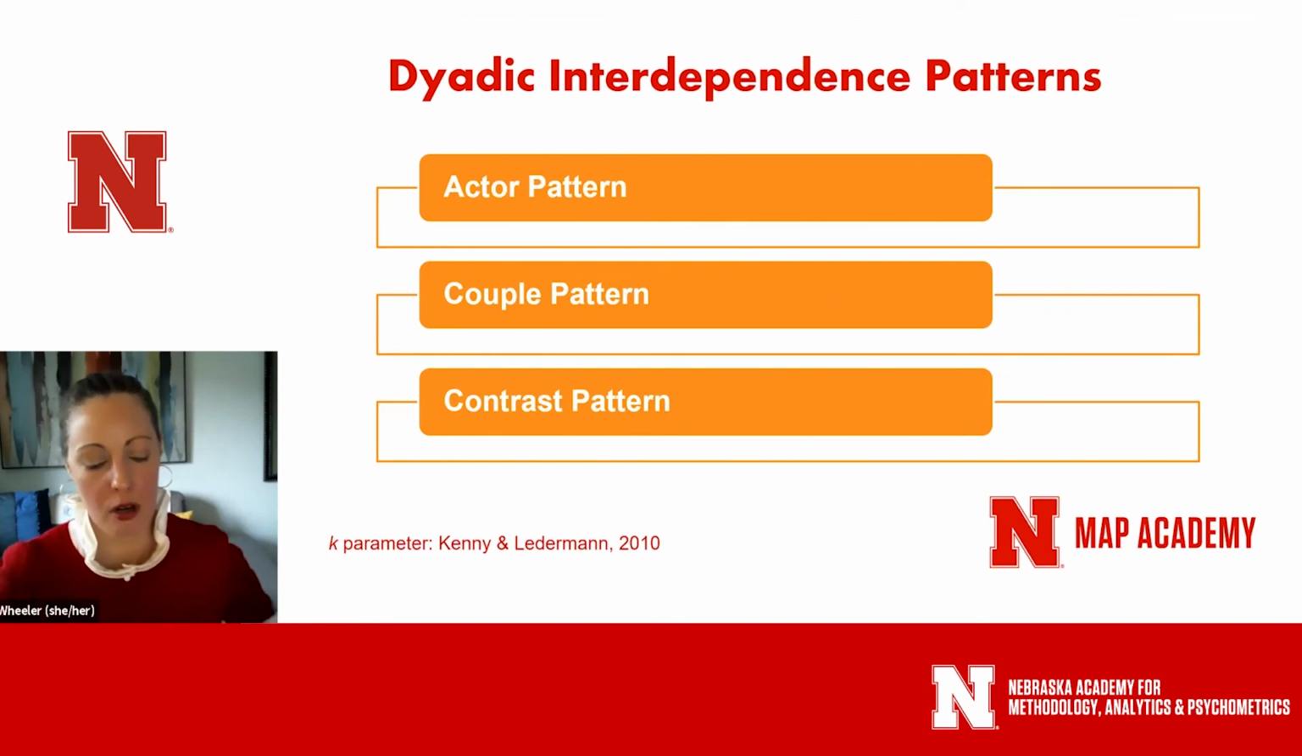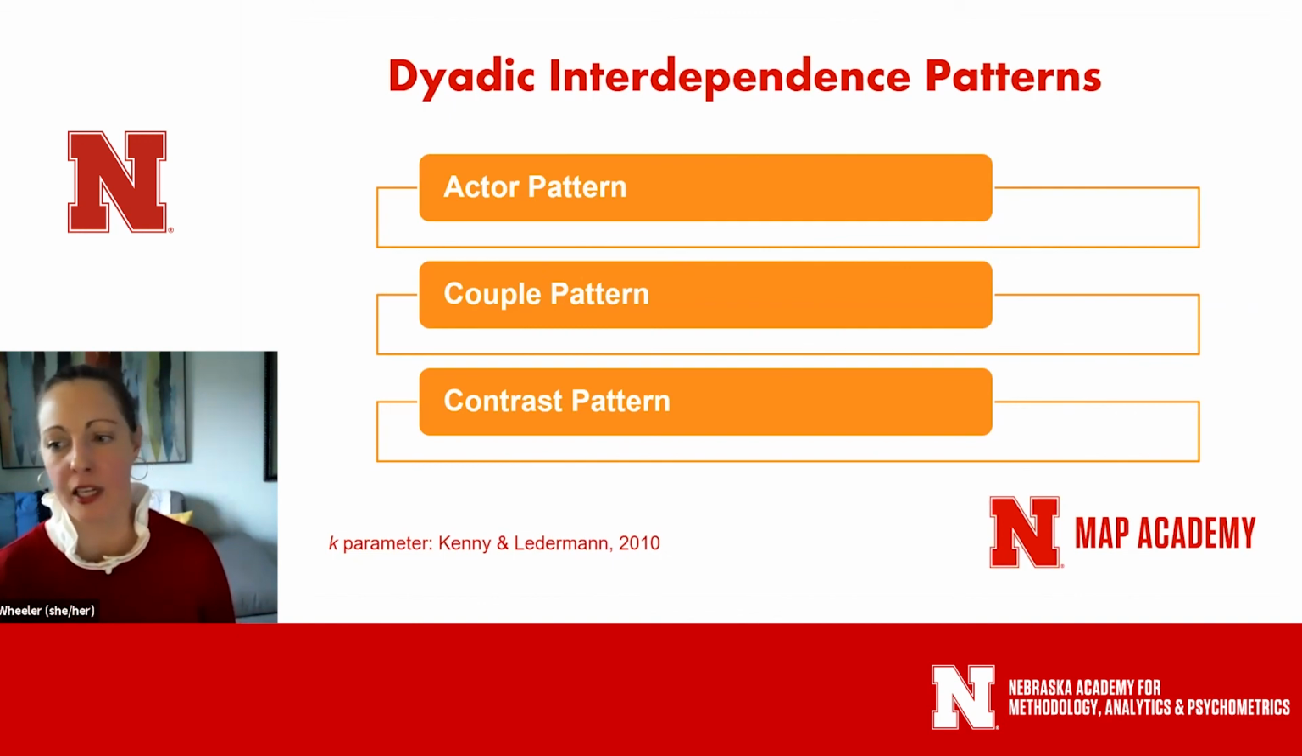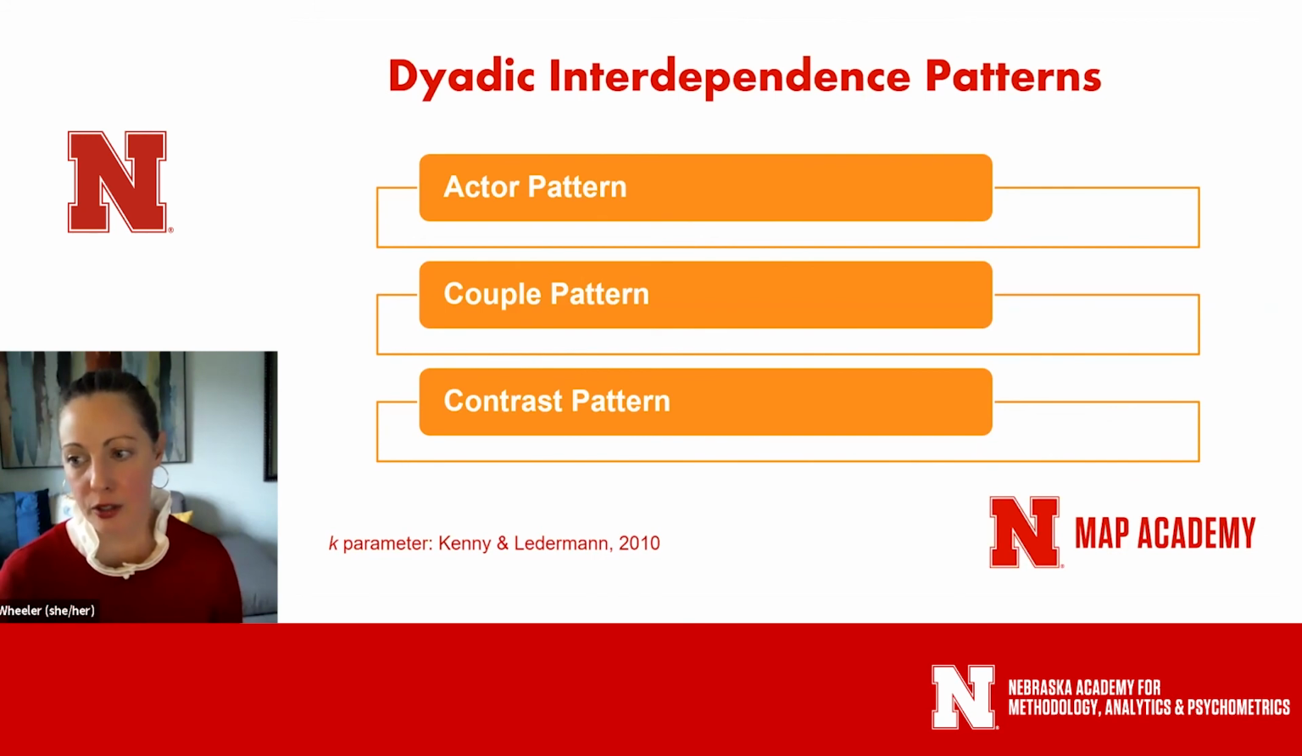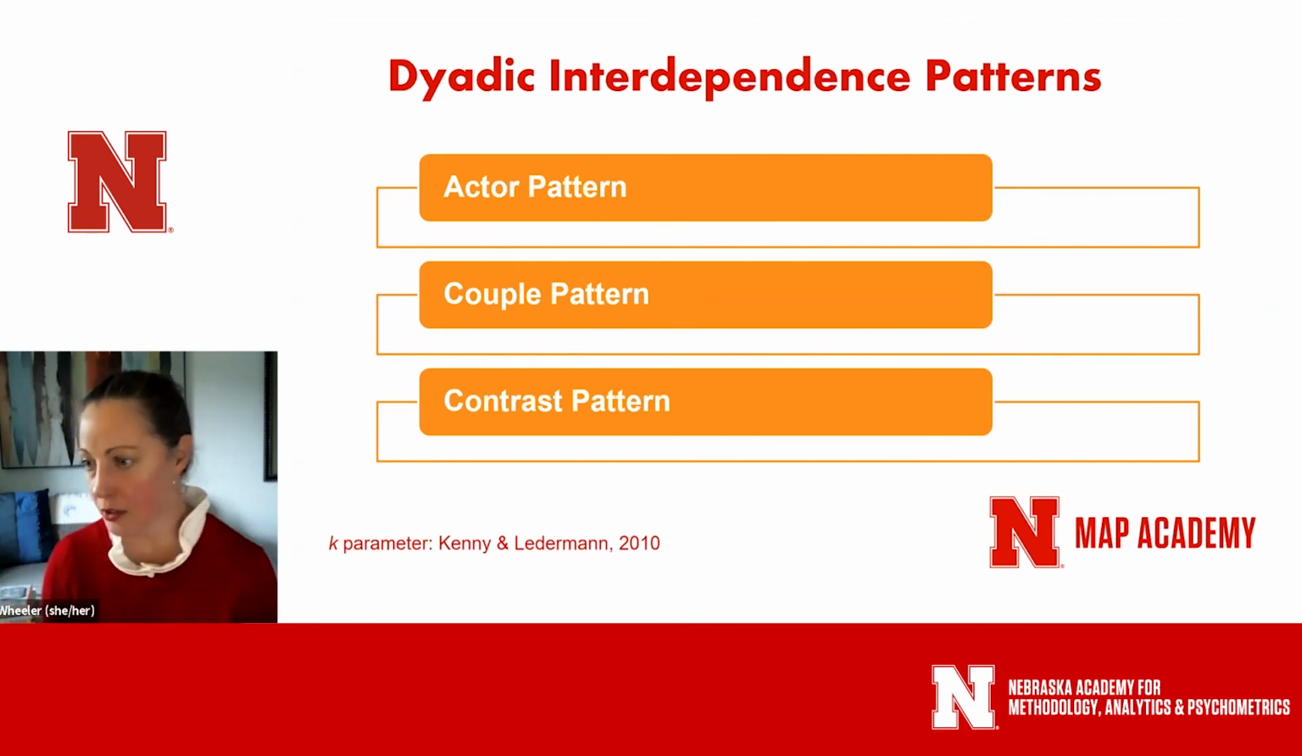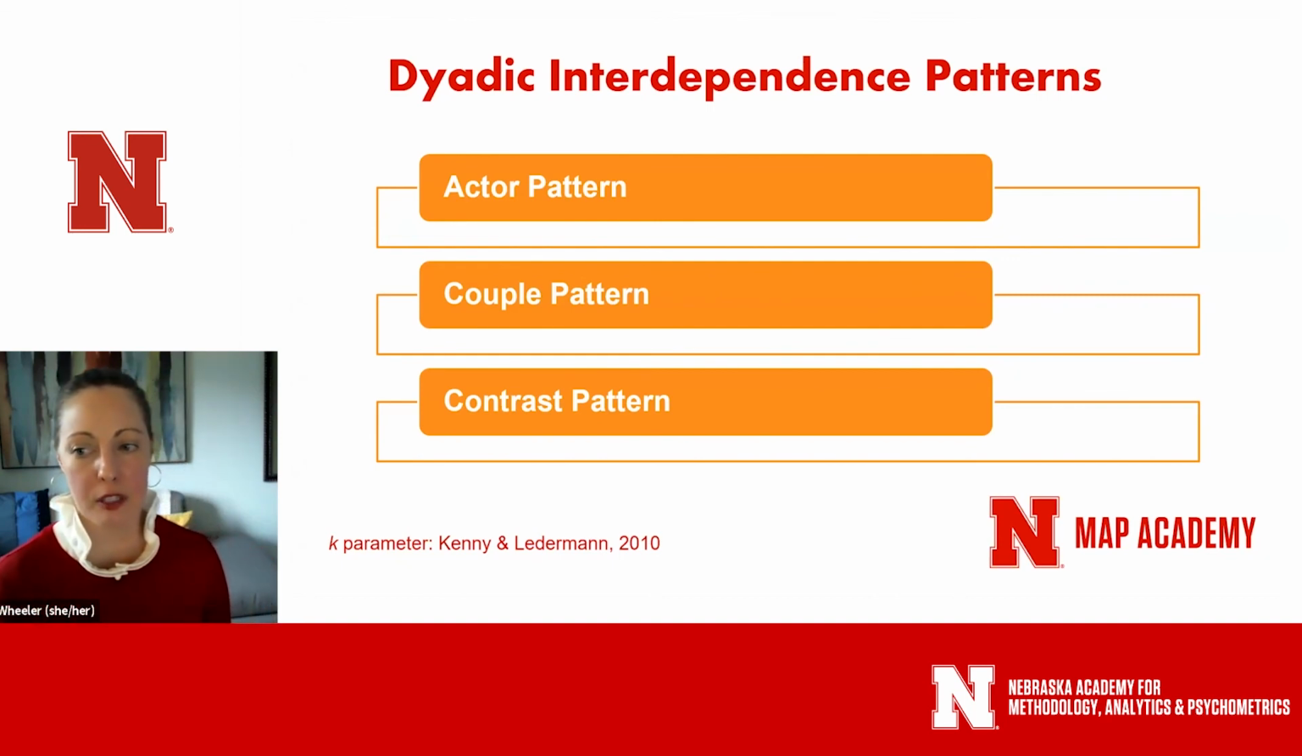So then the third effect or parameter that you can capture within the context of the APIM is this dyadic index, which captures what Kenny and Ledermann and colleagues call interdependence patterns. So this dyadic index, which is referred to as the K parameter by Kenny and Ledermann, captures patterns of influence within the dyad, or who has more influence on whom. The K parameter represents these dyadic patterns, or what is driving the associations between the variables under study to gain greater confidence about specific patterns of influence that characterize dyads. So I'll talk about each of these patterns in turn.